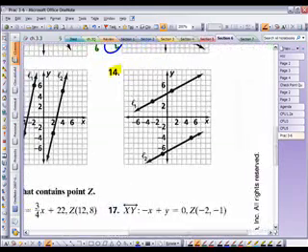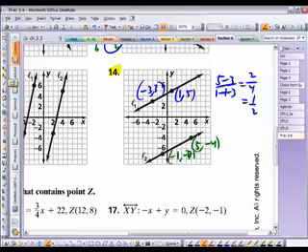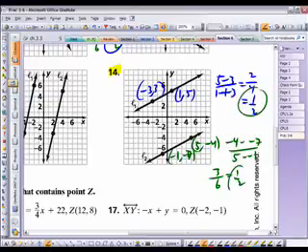So for L1, we have the point 1, 5 and -3, 3. So 5 minus 3 over 1 minus -3, this becomes a plus. We get 2 over 4, which is a half. And then down here we have 5, -4, and -1, -7. And so you'll have -4 minus -7 over 5 minus -1, which becomes 3 over 6, which is a half. And those are the same, and so this would be parallel.